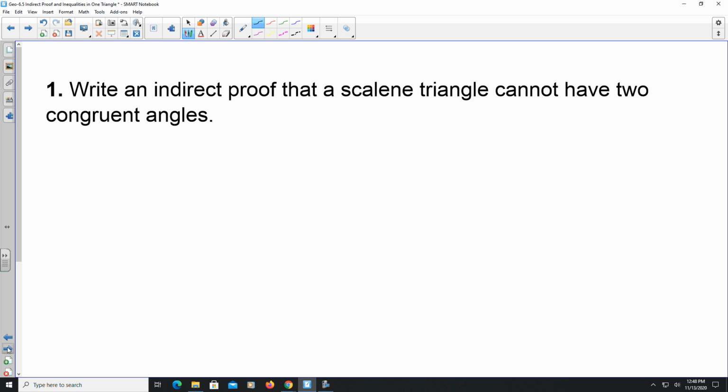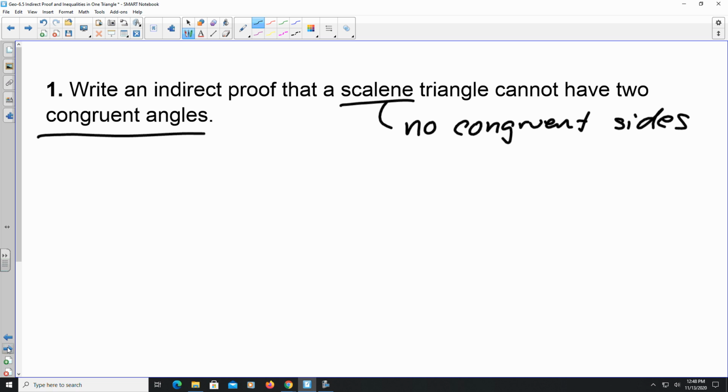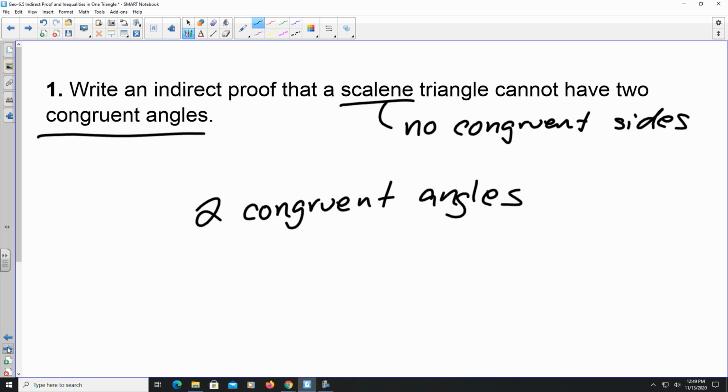Here it's asking us to write an indirect proof that a scalene triangle cannot have two congruent angles. Scalene by definition has no congruent sides. So they're talking about a classification of a triangle by side measurements, and they're saying it cannot have two congruent angles. So here's what we're going to do. We're going to temporarily assume that it has two congruent angles.